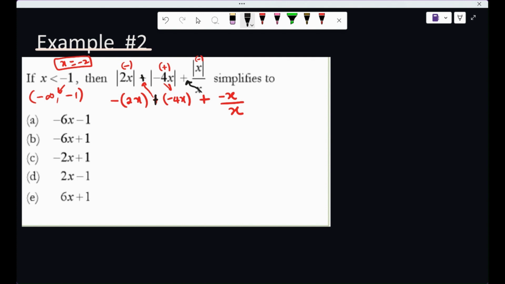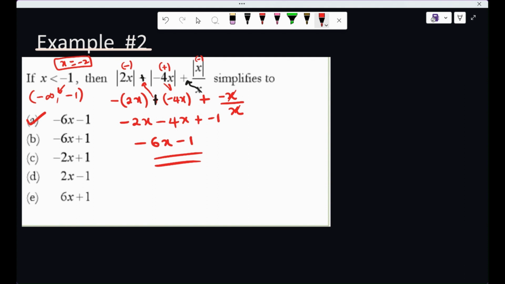All right, now I think we're just done. We just need to simplify. This will be -2x. Plus minus is still minus, so this is -4x. And this will be plus. x and x will go, so it's just -1. And this is -2x minus 4x will be -6x. Plus minus is minus. So the answer should be A.